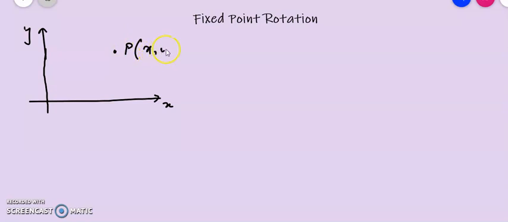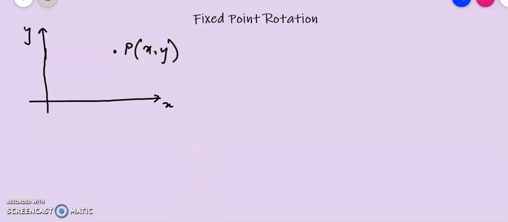So in today's session we are going to see fixed point rotation. The derivation of rotation that we have seen in our previous sessions, so we shift our focus to reference point rotation basically. To explain the reference point rotation, I would be drawing an XY and a point out here, that is P(x, y).